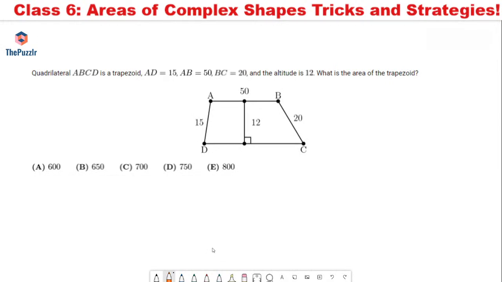So what do we have here? We have to find DC, right? That's the only way to find the area of this trapezoid. Sum up the bases, multiply by half, and then multiply by 12. That's the simplest way, right? Every other way still requires us to find the base.